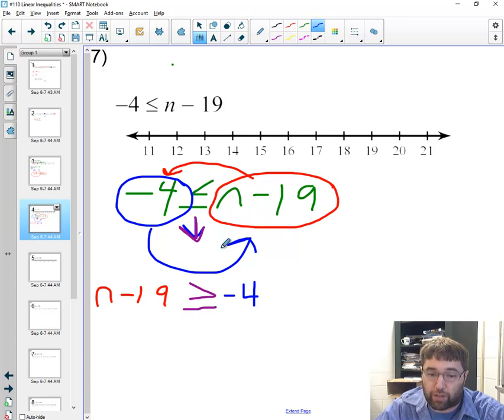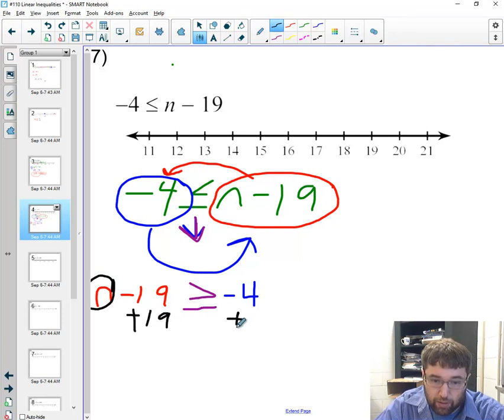Because now it still reads the same. Negative 4 is less than or equal to n minus 19. Same way up here. So now I circle the variable, take care of the hater. I add 19 to both sides. These cancel out. I'm left with n is greater than or equal to 15. Circle the answer.